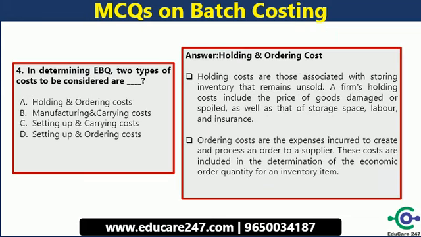Next we have, in determining EBQ, that is your economic batch quantity, two types of costs to be considered are: option A, holding and ordering cost; option B, manufacturing and carrying cost; option C, setting up and carrying cost; option D, setting up and ordering cost. So the correct answer is A, holding and ordering cost. We need to understand them one by one.